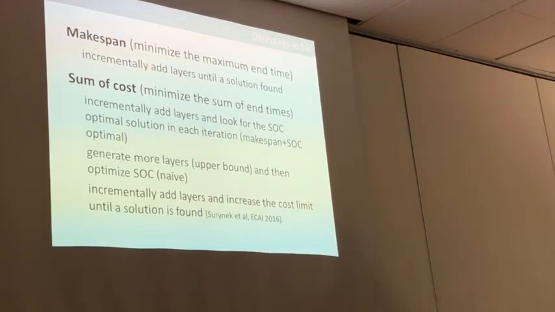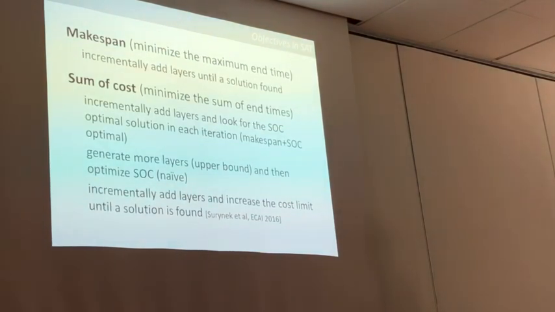So we calculate this lower bound, and then we try to find the first number of layers where we can find some solution. And we verify whether this solution has the cost of the lower bound of sum of cost. If not, then we increase this lower bound and add one more layer. So we are incrementally adding layers and increasing the bound for sum of cost.